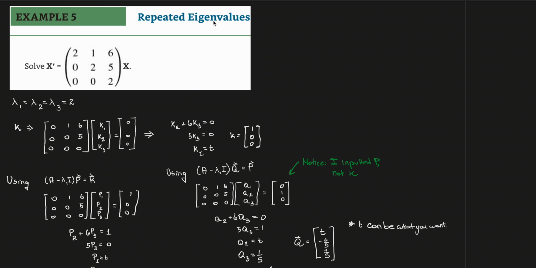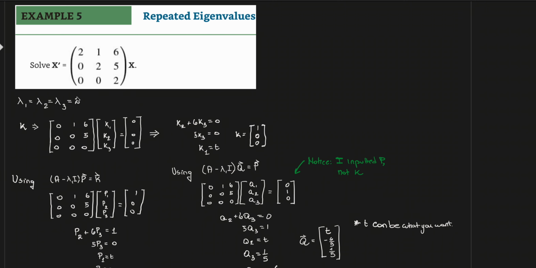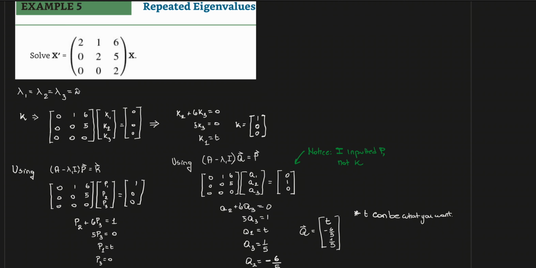Example for repeated eigenvalues: solving this homogeneous matrix first order linear system. That was a mouthful. To do that, I want to show you first what I did by hand. You solve for the eigenvalues of this, which I actually did in Matlab, and I found that the only eigenvalue is 2, three times. So we got a repeated eigenvalue.